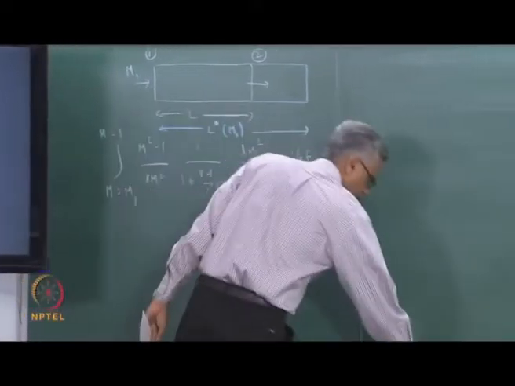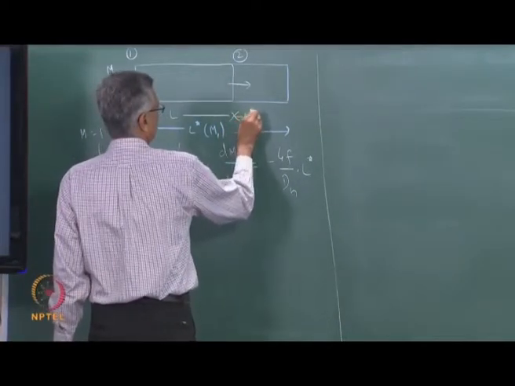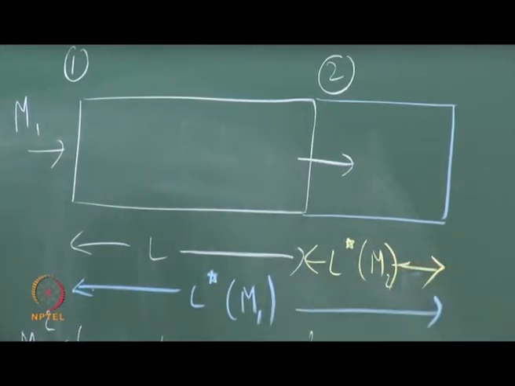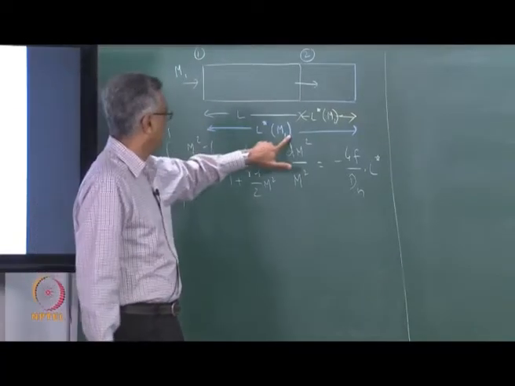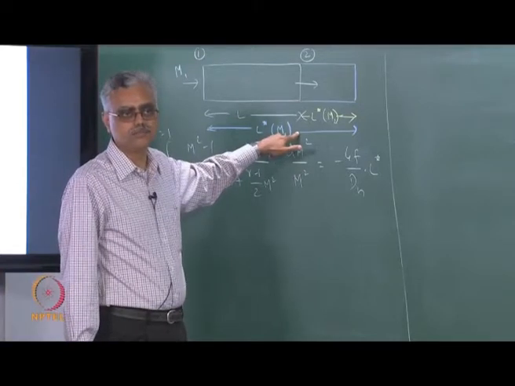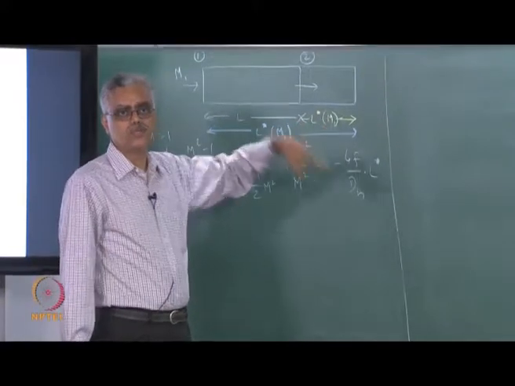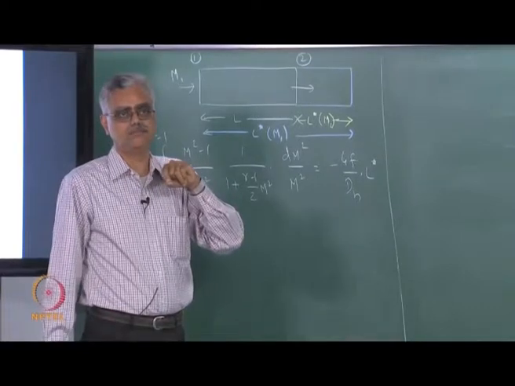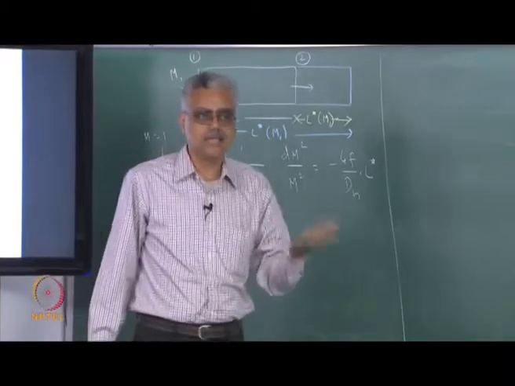But because we are operating on the same branch of the Fanno curve, this is nothing but L star corresponding to M2, right. So, with the known value of M1, I calculate L star. From this tabulation, I know L star corresponding to M1. I subtract the length of the duct, I get L star corresponding to M2. So, I go to the table again and see what is the value of M2 which corresponds to this value of L star. That is the basis for the calculation procedure, same as what we did for Rayleigh flow also.